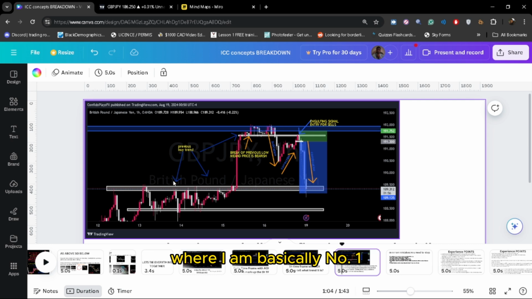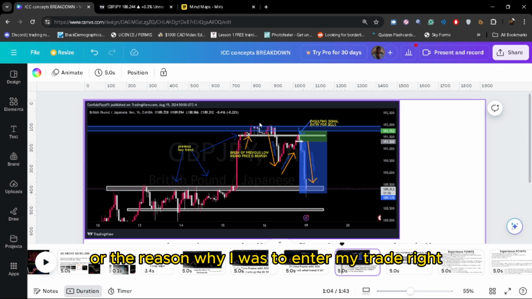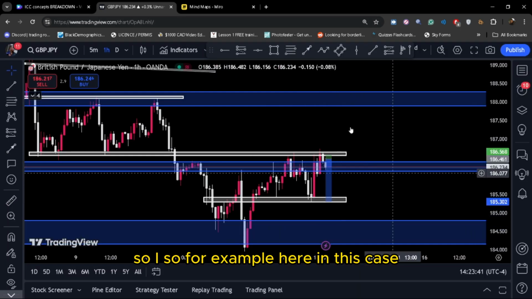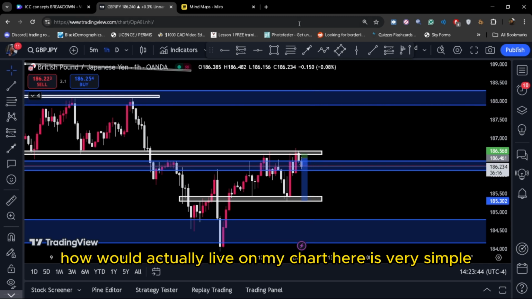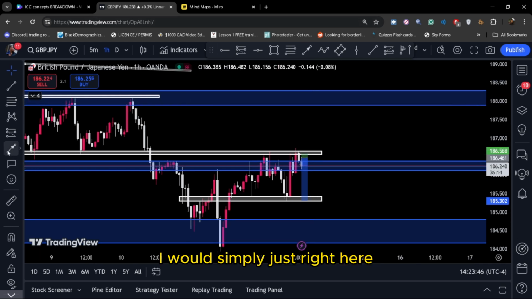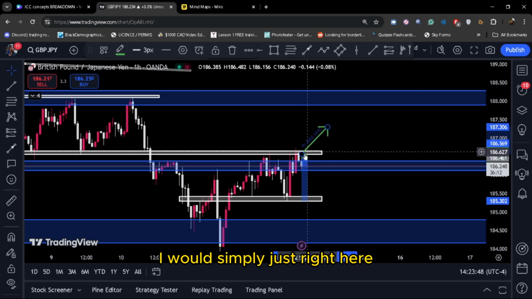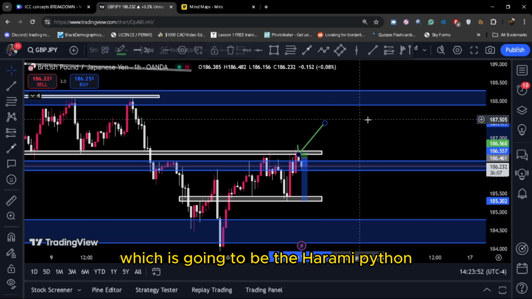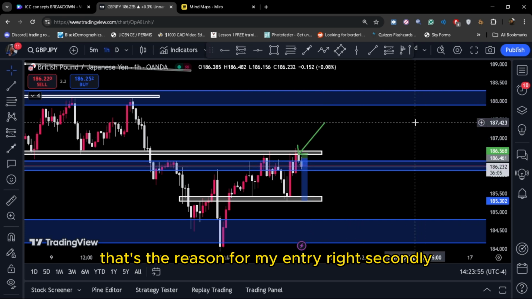Where I am basically, number one, identifying the previous trend, right? Number two, marking up the current or the previous low or the reason why I was to enter my trade, right? And then understand where I am in my charts, right? So for example, here, in this case, how I would actually label my chart here is very simple. I would simply write right here the reason for my entry. So the reason for my entry is right here, which is going to be the Harami pattern. That's the reason for my entry, right?